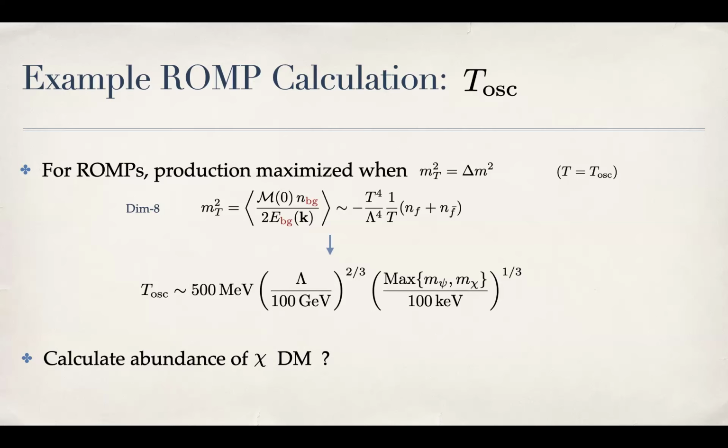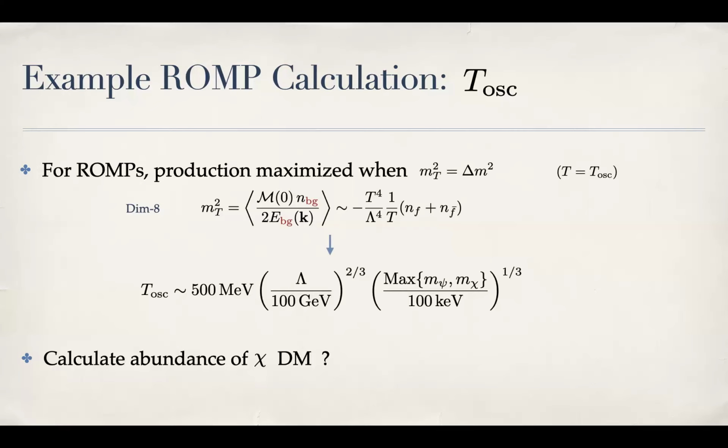And chi, your sterile state, is heavier than psi, your active state. So this thing is like, say, keV. If you plug this in, you'll get something like 100-ish MeV or so. And this is what it is in Dodelson-Widrow. So it's this very random-looking temperature, but here you can see exactly how it scales with your parameters, okay?